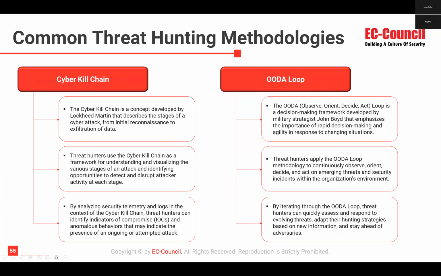Let's see here. The cyber kill chain. This is probably the most popular one you guys will hear about. As a matter of fact, there's an entire framework listed around this, and there are attack vectors based off this particular hunting methodology. Lots of cyber insurers base their stuff off the cyber kill chain. It's a concept developed by Lockheed Martin that describes the steps of a cyber attack. It starts with initial reconnaissance and goes all the way to the exfiltration of data itself. All right. Those threat hunters are going to use that kill chain as a framework for understanding and visualizing the various stages of an attack and identifying opportunities to detect and disrupt activity.